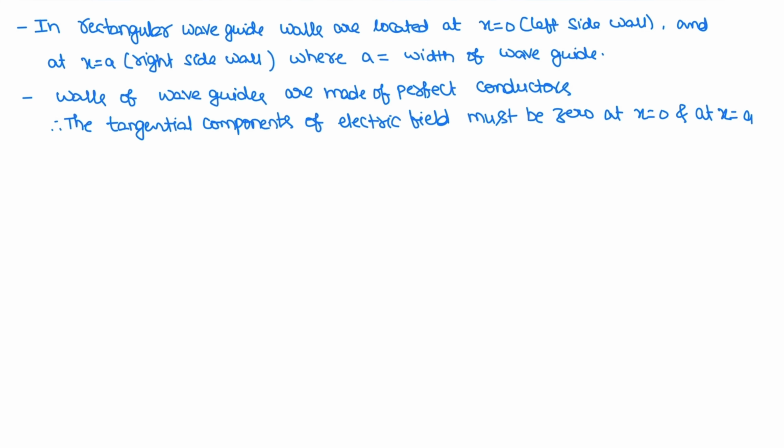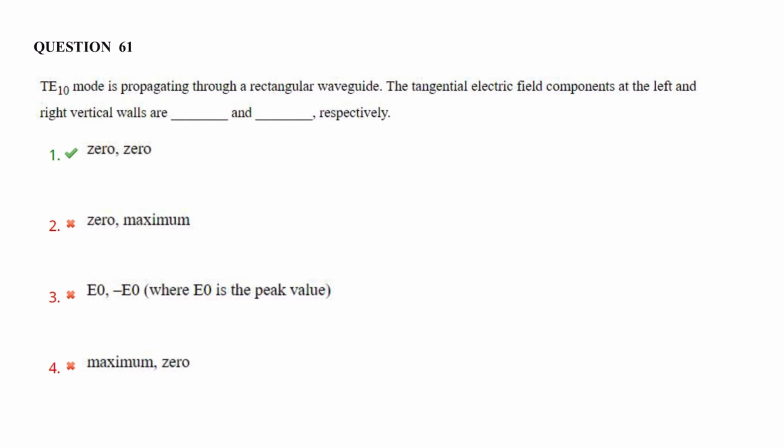In a rectangular waveguide, the walls are located at x equal to 0, that is the left side wall, and x equal to a, the right side wall. The tangential component of electric field must be 0 at x equal to 0 and x equal to a. At both the walls, the tangential component of electric field is 0 since electric field is continuous at the boundary interface of conductors. So ET1 is equal to ET2. On the top of the conductor, the tangential component of electric field is 0. So that is, ET1 is 0. So the answer is 0 and 0.